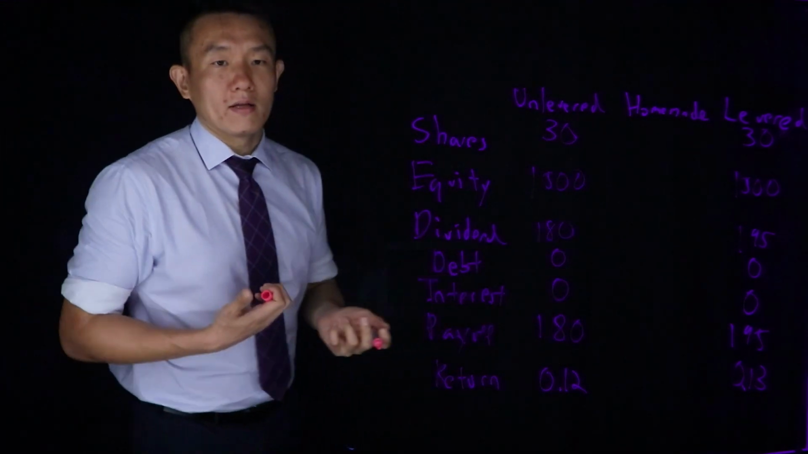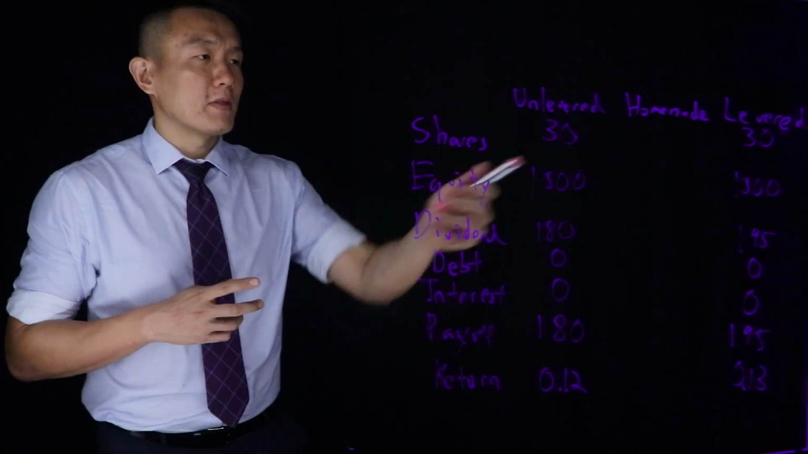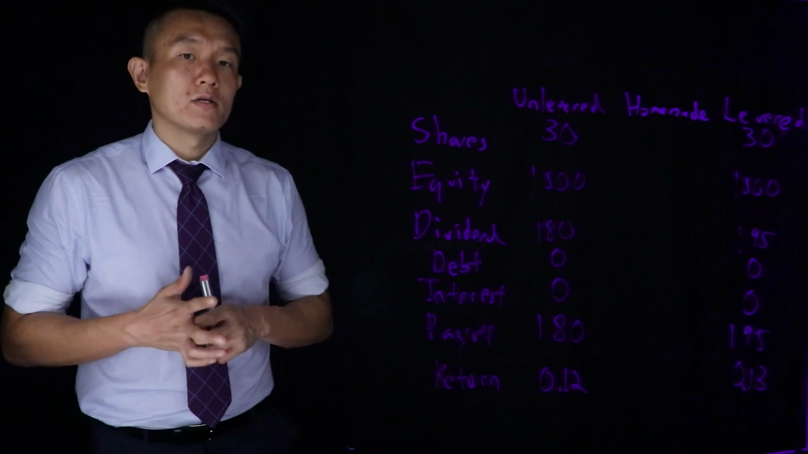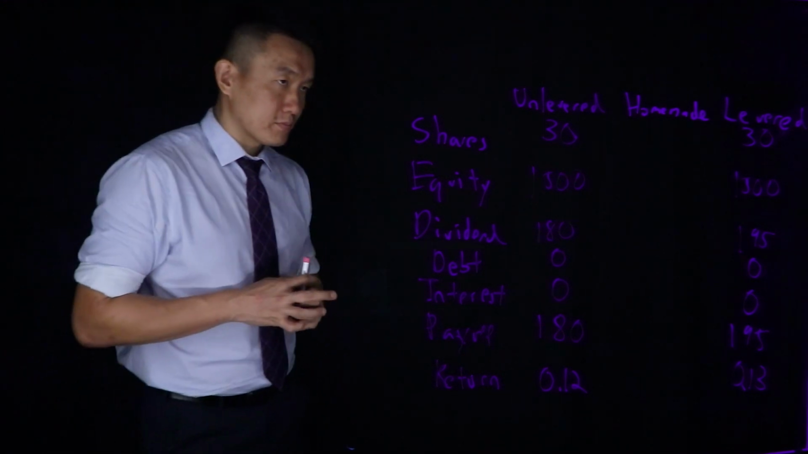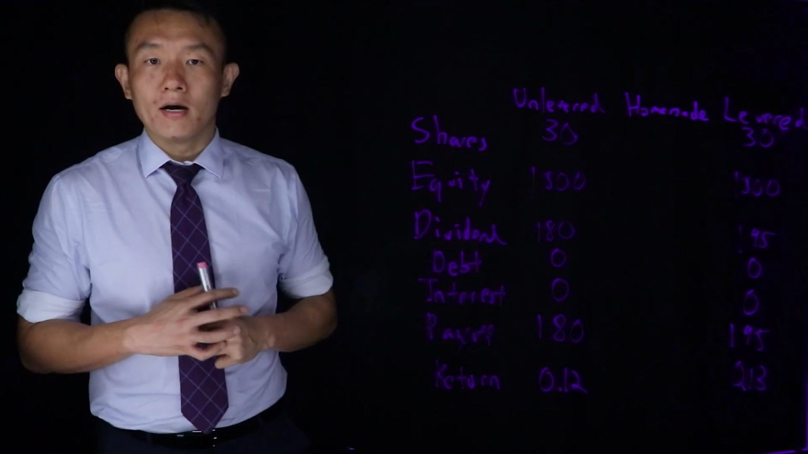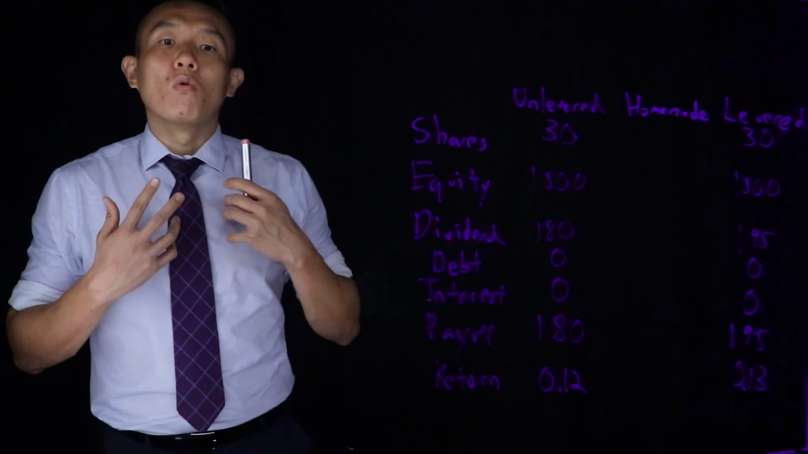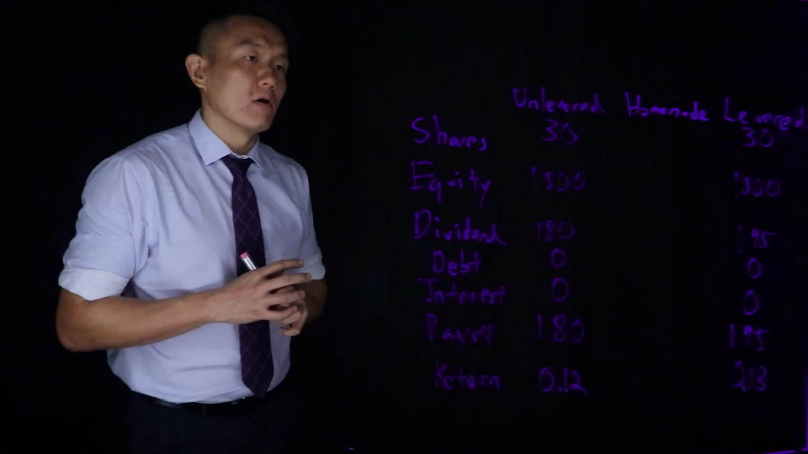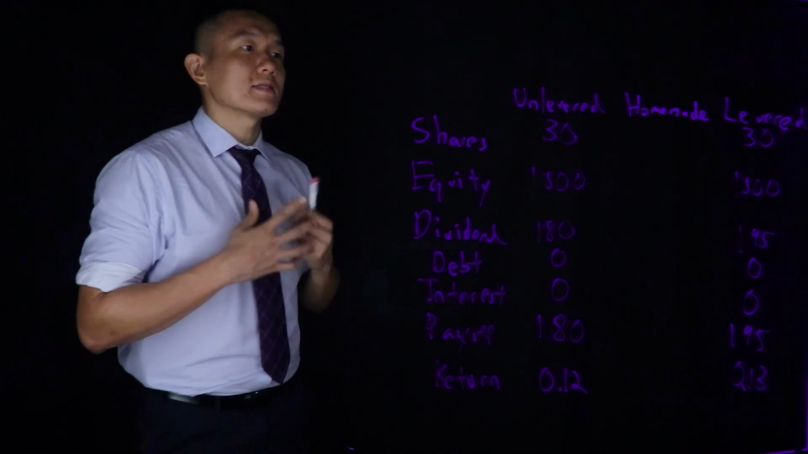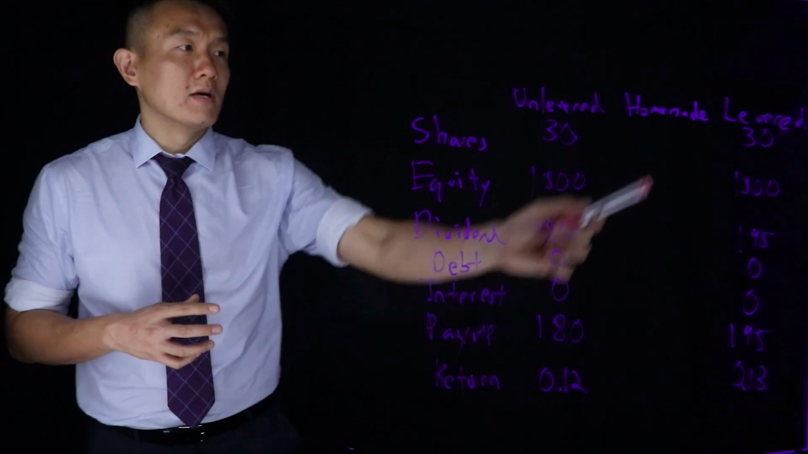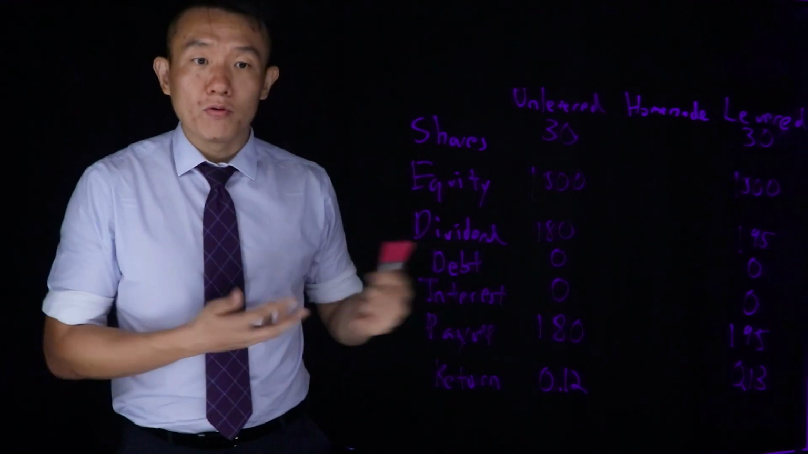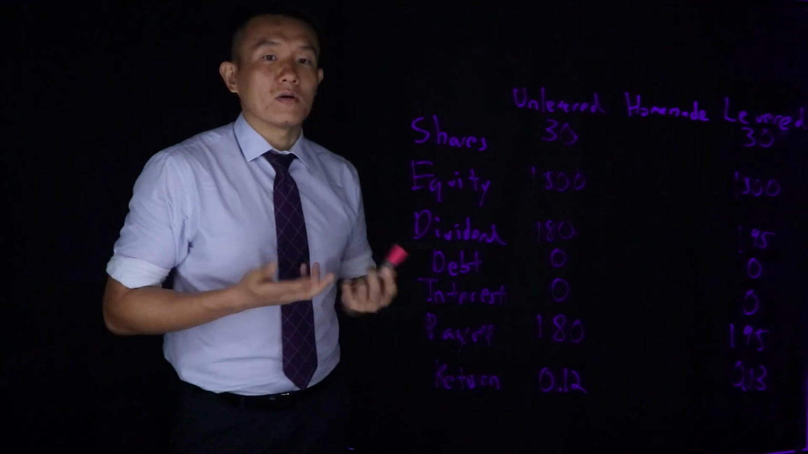So with homemade leverage, think about what the firm is doing when it levers up. It's borrowing money to buy back shares. So if an investor held shares in an unlevered firm and would want the firm to borrow in order to increase the return, instead of lobbying the firm to change its capital structure, the investor could simply do that operation themselves. So how would they do that?